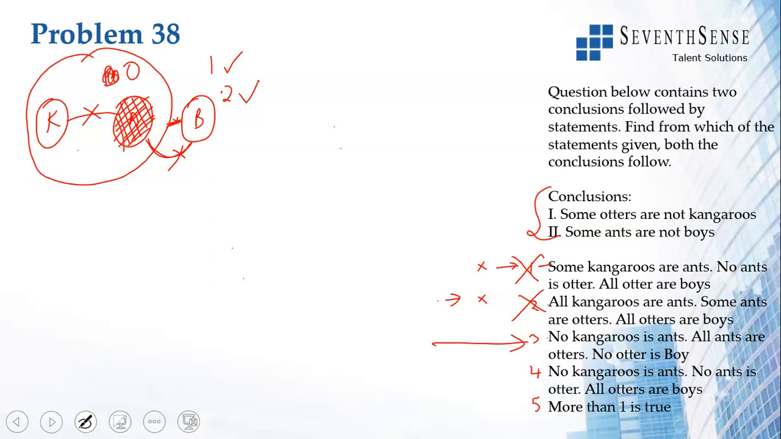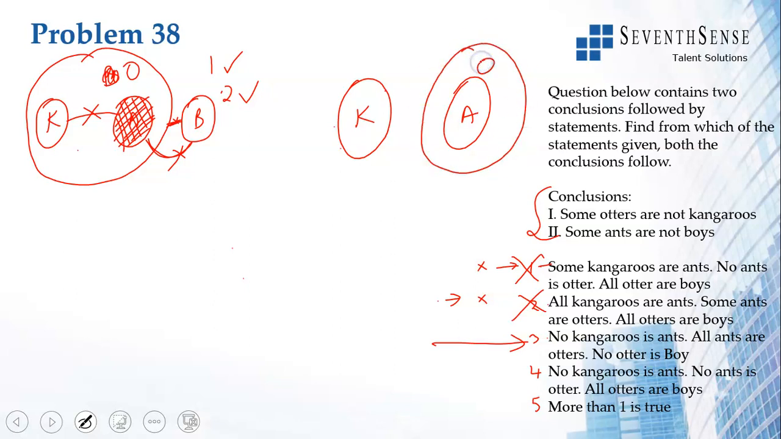No kangaroos are ants, right? Then you will have all ants are otters. Then I will draw all ants are otters. And then you will get no otter is a boy. Let us say we draw it this way. No otter is a boy. So there should not be any overlap between otter and boys. There should not be any overlap between kangaroos and ants.